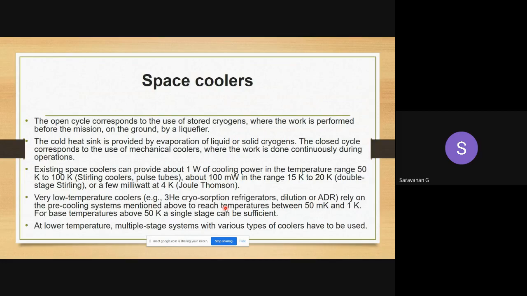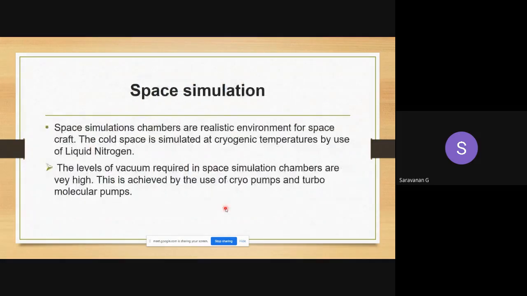For base temperature above 5 Kelvin, you would use a single stage. If we go for multi stages, we can achieve this. A cryocooler system with 3 stages, with cryosorption systems, can be used to generate extremely low temperatures below the range of 1 Kelvin also. So this can be used for these space applications.